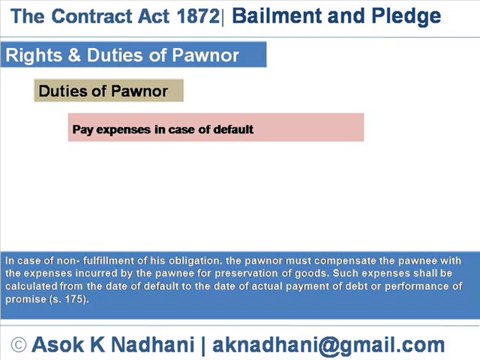Pay expenses in case of default. In case of non-fulfillment of his obligation, the pawnor must compensate the pawnee with the expenses incurred by the pawnee for preservation of goods. Such expenses shall be calculated from the date of default to the date of actual payment of debt or performance of promise.